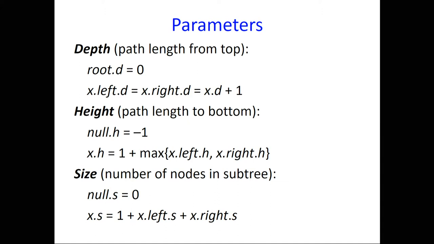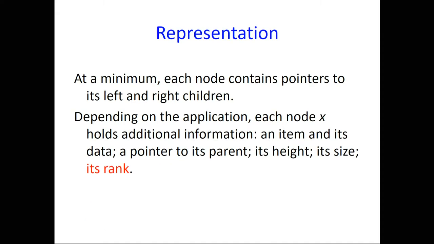The depth is just the number of edges on the path from the root down to a given node. That's counting down from the top. And the height counts up from the bottom. The size is just the number of nodes in the tree.